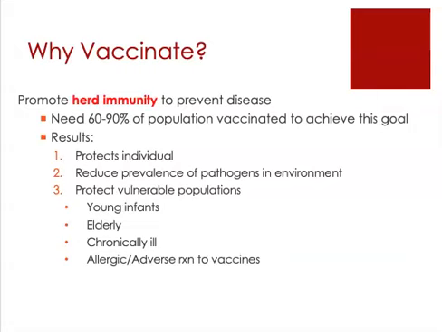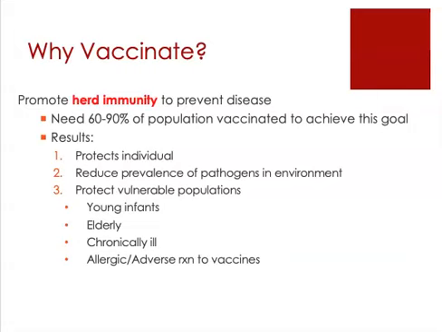It turns out that if we can vaccinate between 60 and 90% of a particular population, we can achieve this goal of herd immunity. This concept was first developed in veterinary medicine when it was discovered that if we could, again, achieve 60 to 90% immunity in a herd of, say, cattle, that vaccination rate or that immunity rate would protect all of the herd from this particular infectious disease.